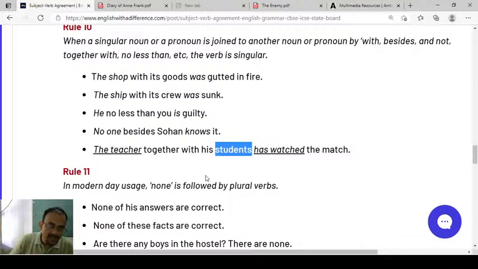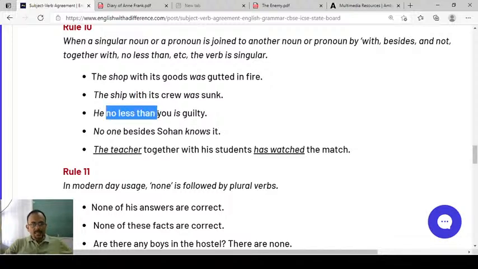What is the rule? The rule is whenever one singular noun or a pronoun is joined with another noun or a pronoun along with, it should stay with the singular. Otherwise, look, it is with; otherwise no less than; otherwise besides.